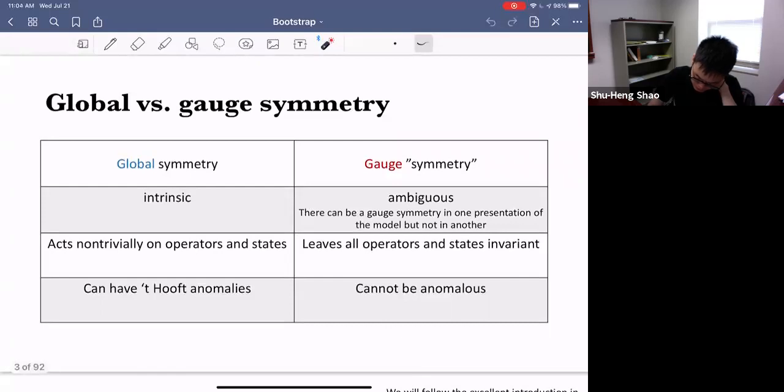Because it's ambiguous, gauge symmetry leaves all operators and states invariant. One simple example of this comment is the 2+1D Maxwell theory, the free Maxwell theory. It's exactly dual to a free compact scalar. In the Maxwell presentation, there's a U(1) gauge symmetry, but in the compact scalar presentation, there isn't such a U(1) gauge symmetry. For global symmetry, it can have 't Hooft anomalies, and that will be one of the main topics of these lectures. On the other hand, gauge symmetry cannot be anomalous. When the gauge symmetry is anomalous, then the theory is simply ill-defined, and we should not talk about it at all.